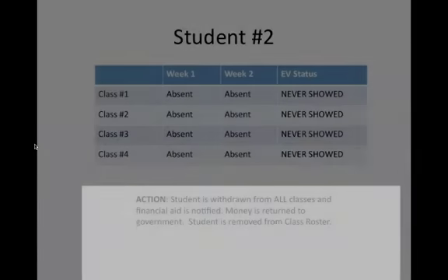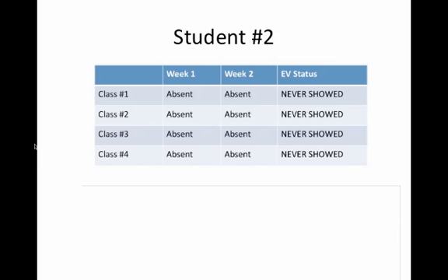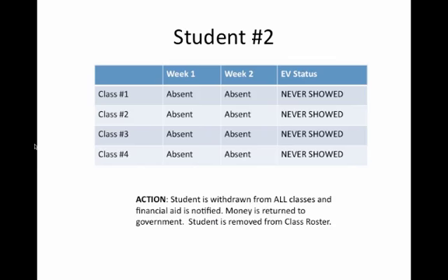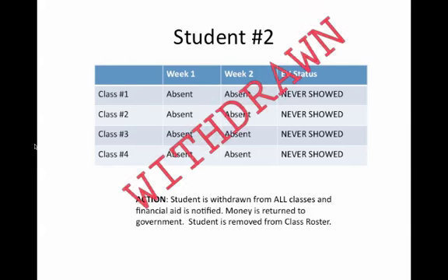But let's look at a different student. A student who was absent during every one of their classes during week 1 and week 2. And on the enrollment verification reports, they are marked as having never showed up for class. In this case, the student is withdrawn from all of their classes. They proceed out of the enrollment period and they are no longer appearing on the class rosters. If they have received financial aid money, that money is returned to the government.